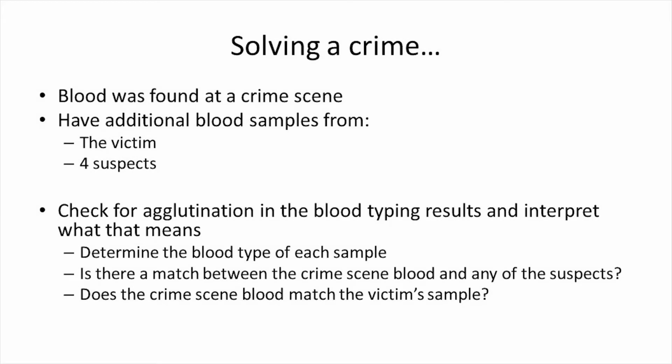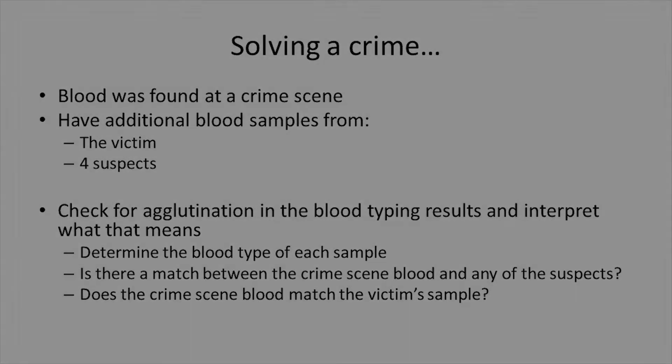And what this is going to be today is a simulation of blood typing assays in which we're going to see if blood that was found at a crime scene matches the victim of the crime and any of the four suspects. When you watch this video and look at the results, you're going to be checking for an agglutination reaction in the blood typing results, and you're going to interpret what that means. You're going to determine the blood type of each sample, and also if there's a match between the crime scene blood and any of the suspects. In addition to that, you're going to look to see if the crime scene blood matches the victim's sample.